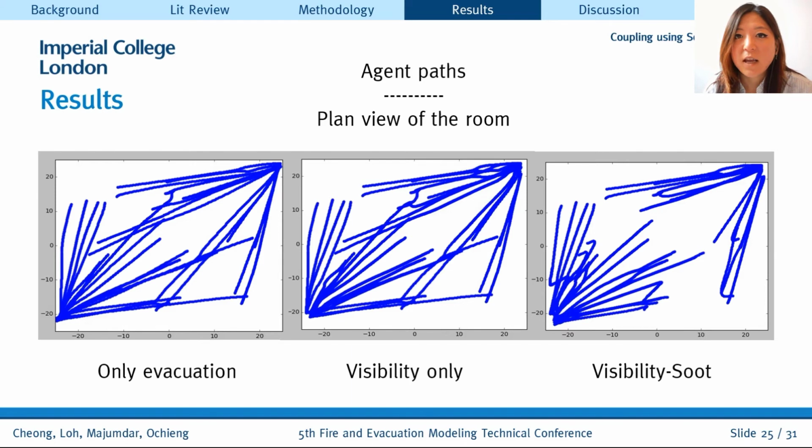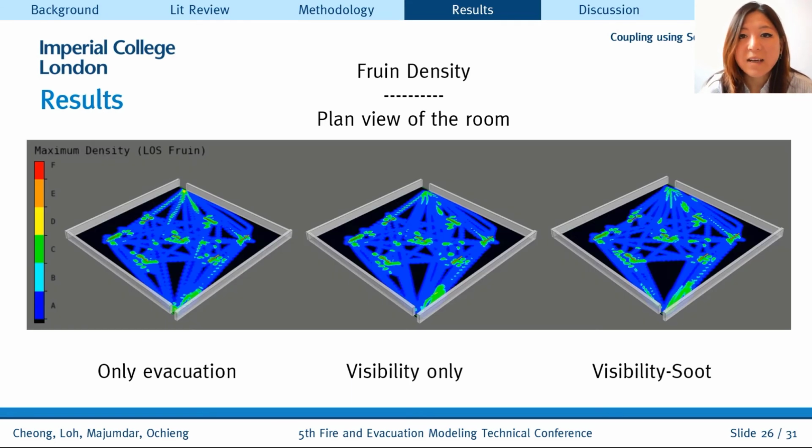When evaluating the densities across the room, the maximum Fruin level of service categories don't change amongst the three methods, but the areas of the higher densities vary. Whereas an uncoupled evacuation model shows high density values along the paths, the coupled methods show high densities around the exit, which we observe in real evacuation scenarios.